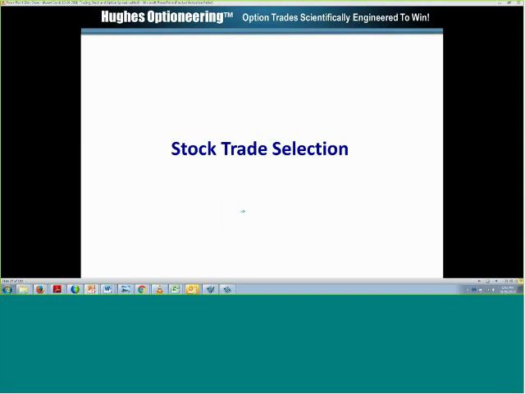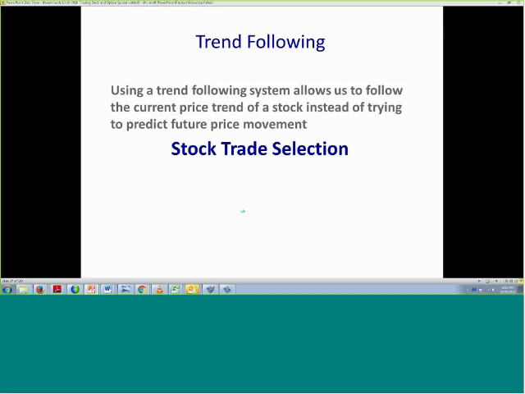So let's first look at stock trade selection. Now this is for a directional trade. So when we're going to enter a directional trade, we have a stock selection process we go through, and we like to use trend following.